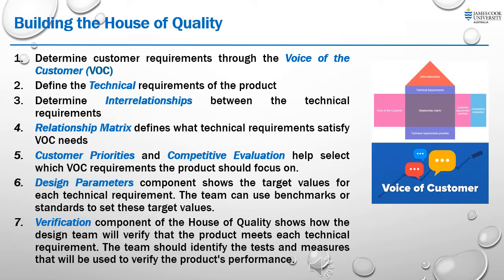Then we have relationship metrics. These metrics show the relationship between customer needs and technical requirements. The design team uses symbols to identify the strength of the relationship between each customer need and technical requirement.